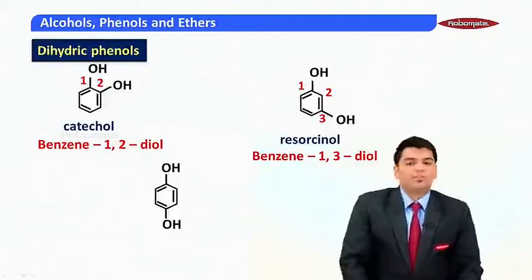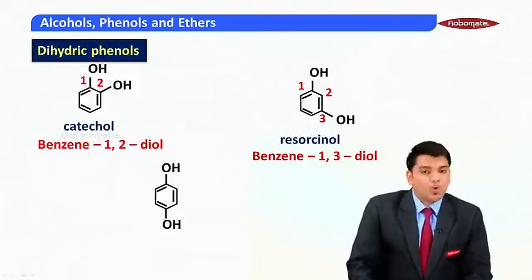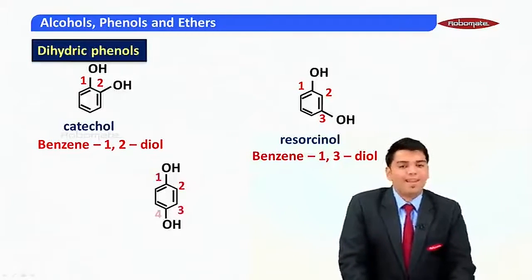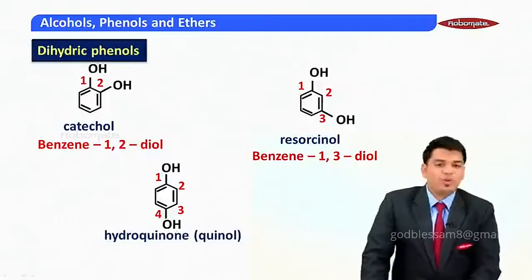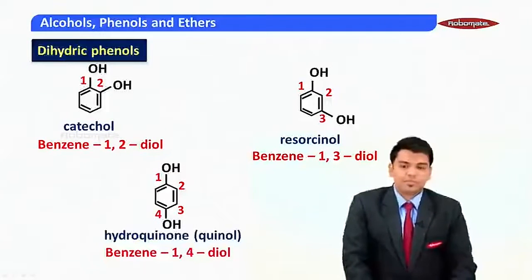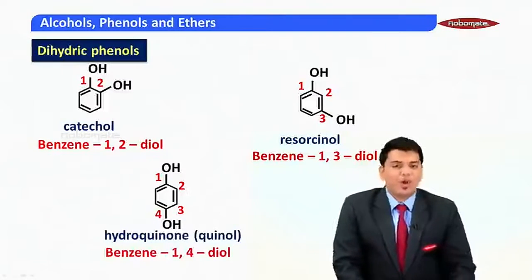The last example that we have under this category is benzene with 2 OH groups at positions 1 and 4 to each other. This is called hydroquinone or quinol and its IUPAC name is benzene-1,4-diol.